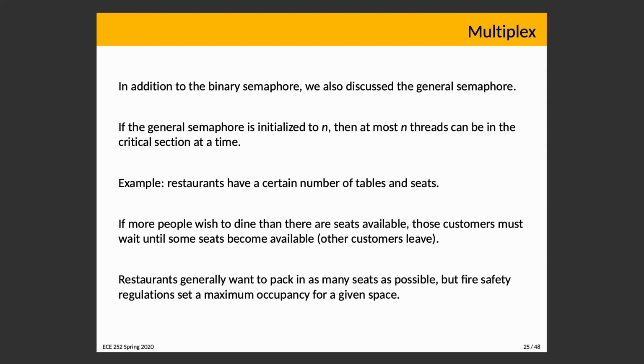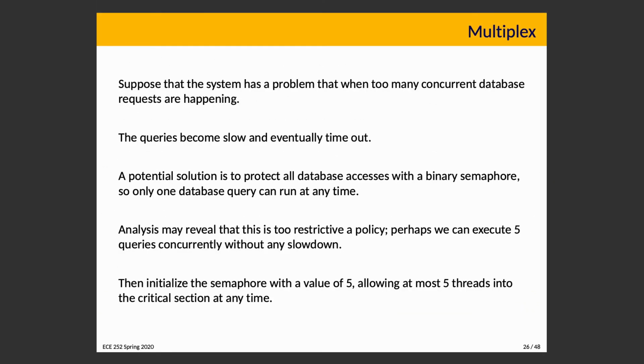So you could think of a general semaphore being used in this purpose to more or less keep track of how many people are allowed to be in the restaurant at a time. If you want a computer-related example, which maybe makes it a bit clearer and a bit more relatable as to why you might want a general semaphore, you have a system where there is a problem when there are too many database requests at the same time.